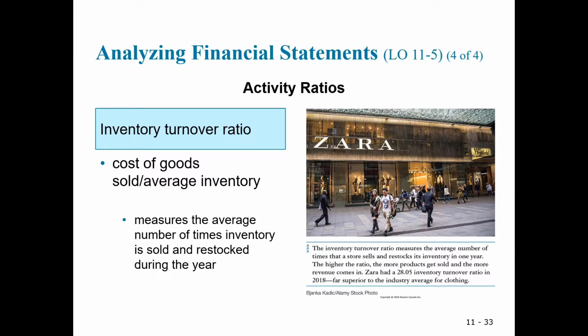Activity ratios. How efficiently is the firm using its resources? The most widely used activity ratio is the inventory turnover ratio, which indicates the number of times inventory is sold and restocked during the year. Higher ratios indicate greater efficiency.